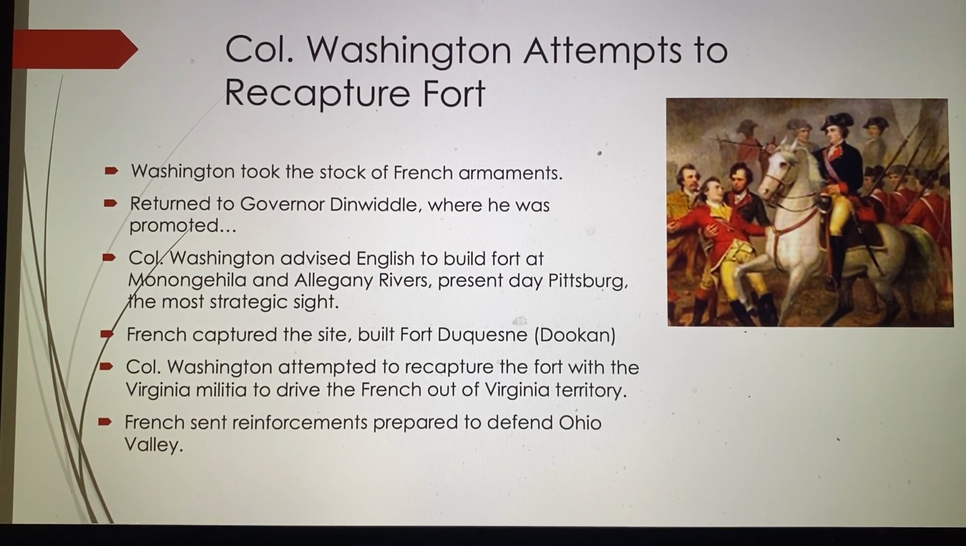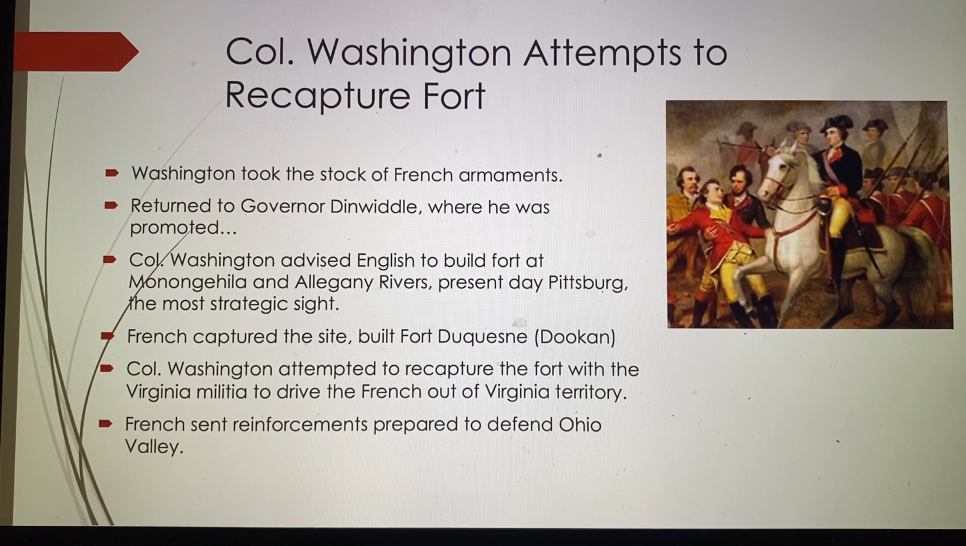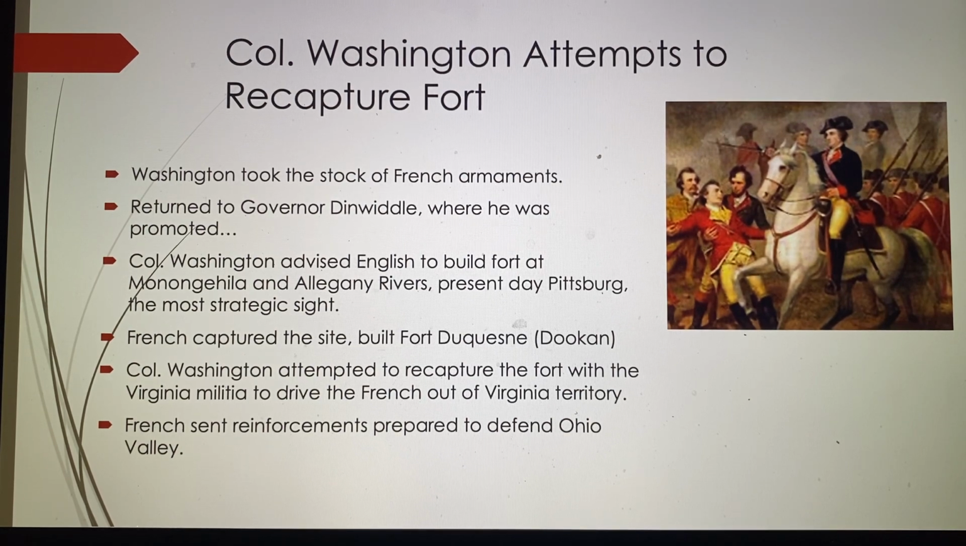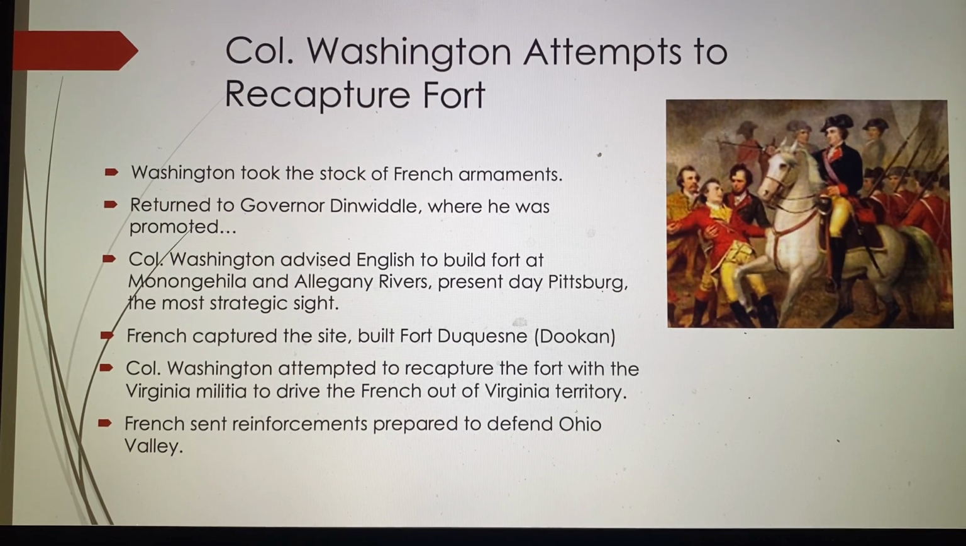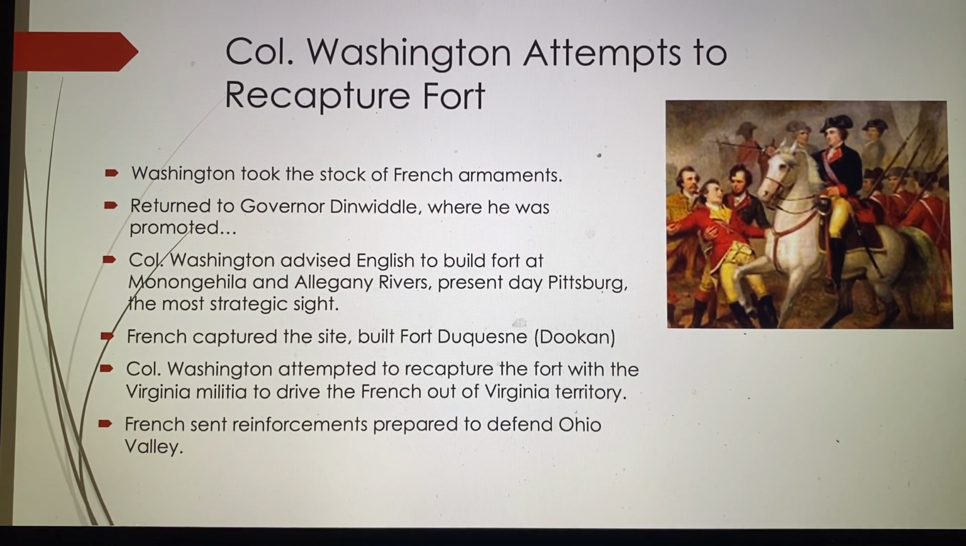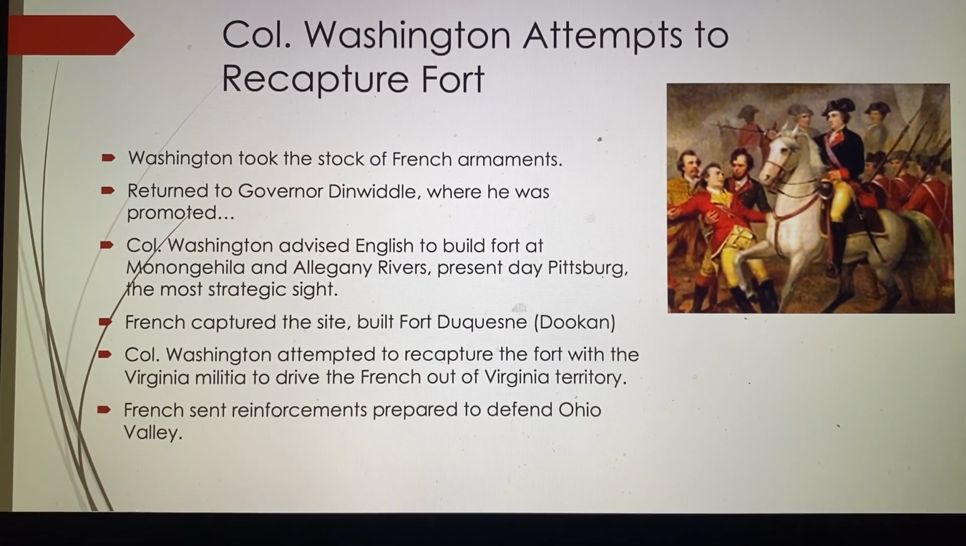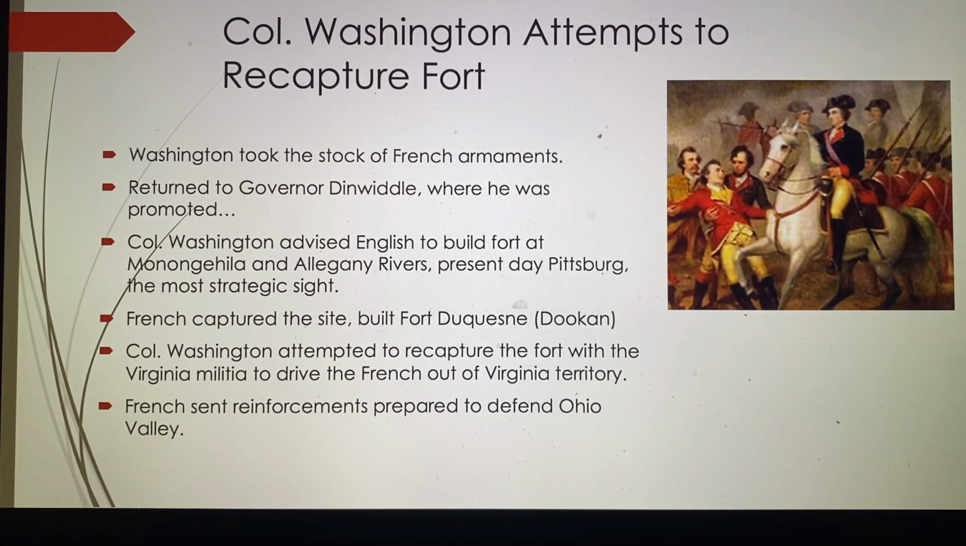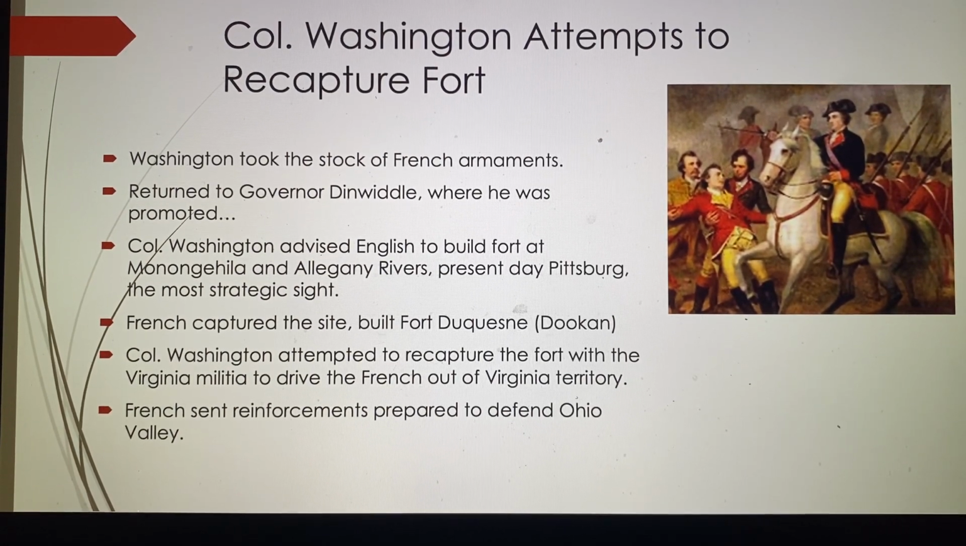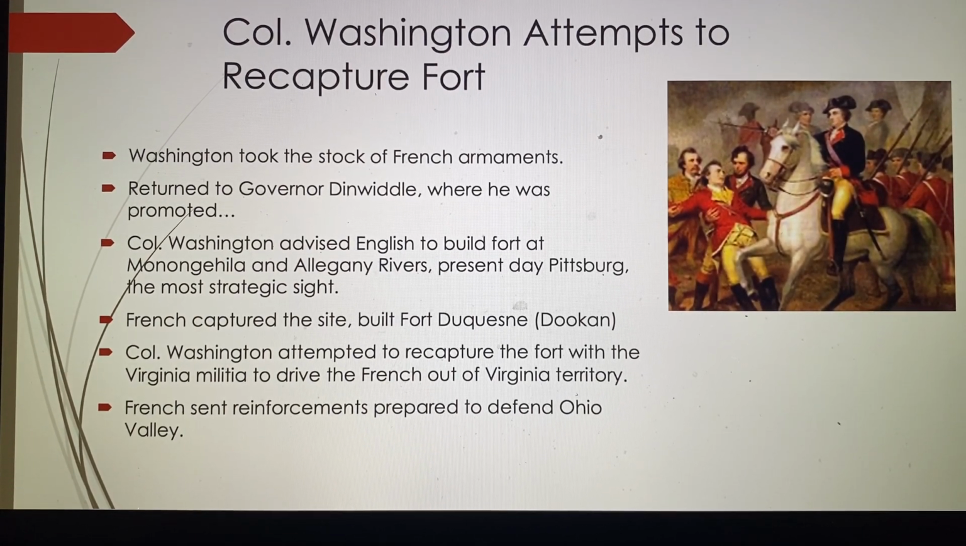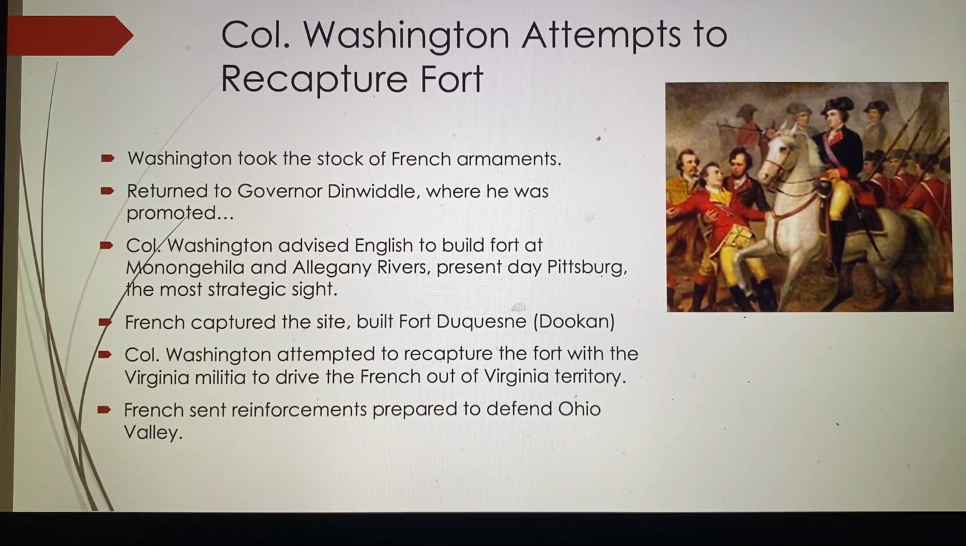Colonel Washington attempted to recapture the fort with the Virginia militia and to drive the French out of the Virginia territory. The French sent reinforcements to prepare to defend the Ohio Valley. So France is sending in some reinforcements. George Washington now is leading for Great Britain at this time against France, and he's advising the English governors what to do, and they actually are not listening to him very well.